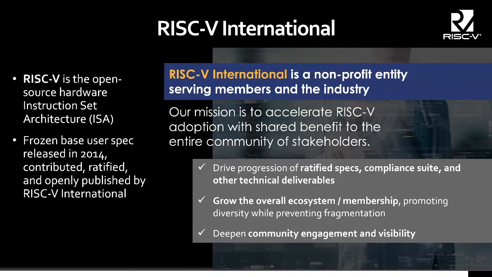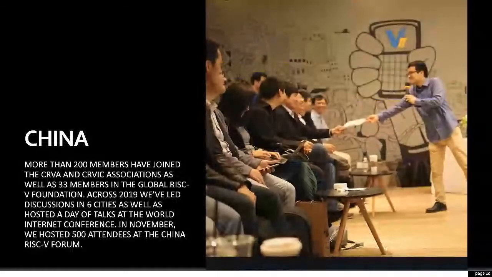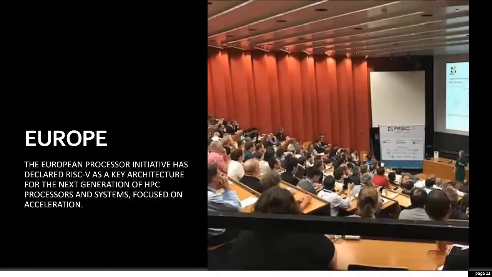So RISC-V International is taking off in a big way. We have members all over the world. There's a big contingent in China, very interested in RISC-V. In Europe, there's a lot of activity in RISC-V as well. Recently, the European Union has decided to base some of the high-performance computing work around RISC-V. They're funding development of vector accelerators based on RISC-V in Europe.